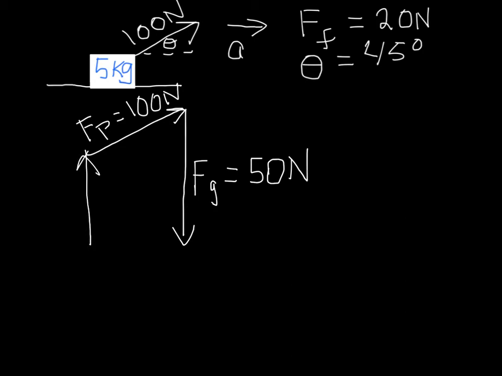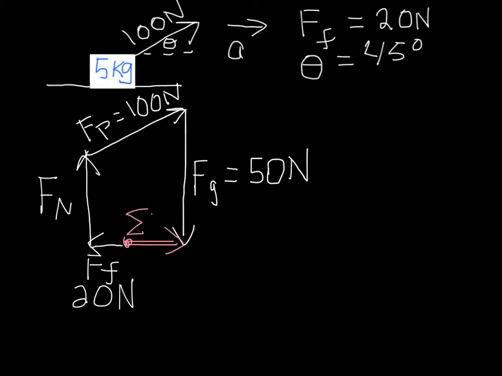All right, so we want the normal force. We want the frictional force, which is perpendicular to the normal, and that is 20 newtons. And then from the tail of the first to the tip of the last, there is your net force vector.